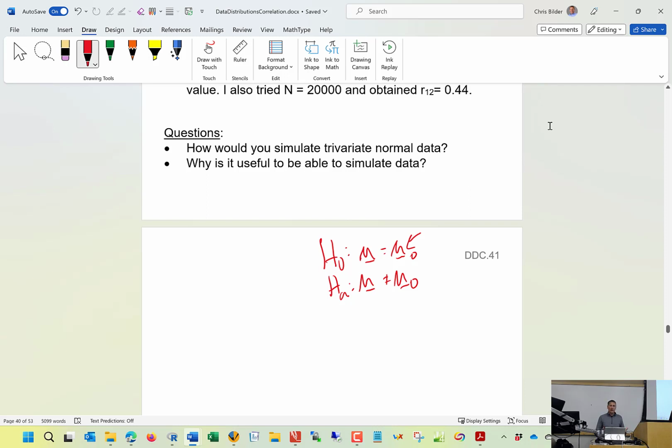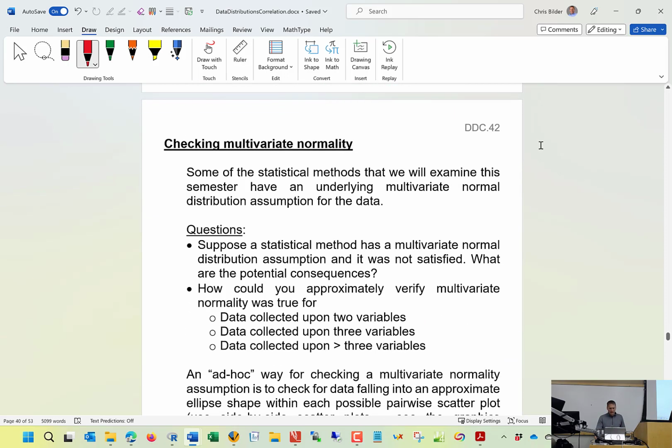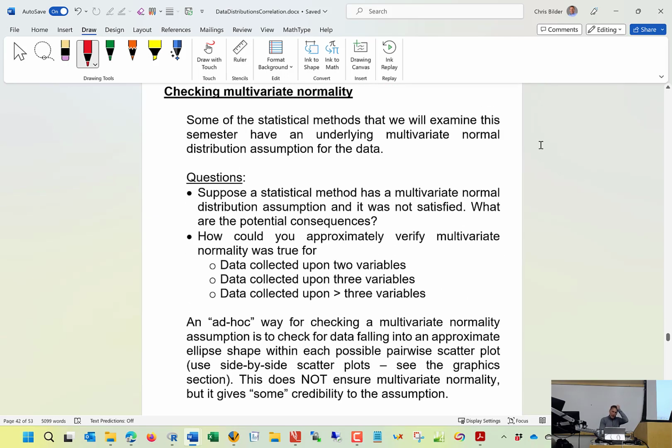So will the statistical method work? What you can do is simulate data from some other kind of population and see whether the method still works or not. This gets into the question of how you could check whether a sample is reasonably said to come from a population characterized by a multivariate normal distribution.